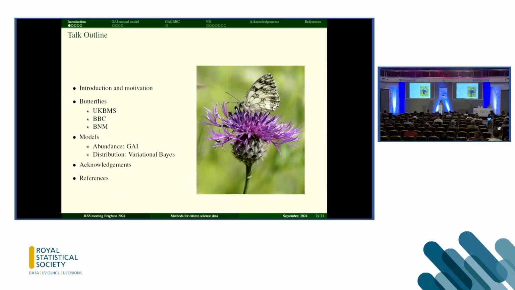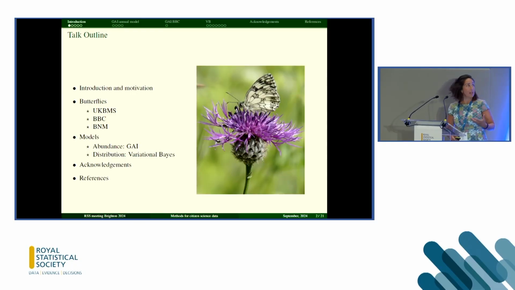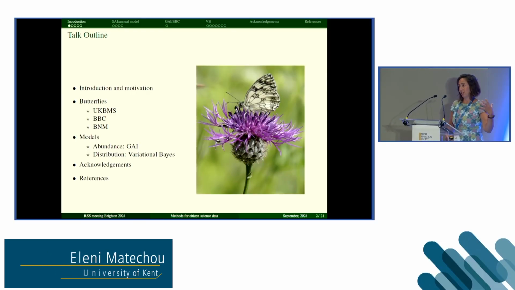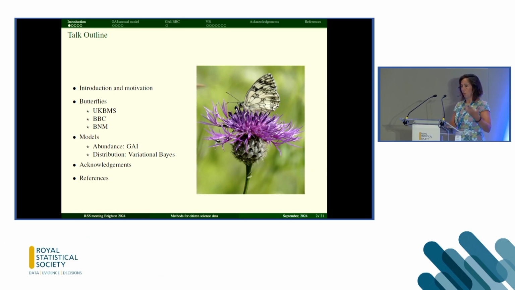So this is a brief outline of the talk and a nice picture of a butterfly. And that's just to set the tone because our work is motivated by butterflies. And just to say that we will be discussing modeling changes in species populations using count data and then looking at changes in abundance, and also using binary data, looking at changes in distribution. So I will cover the first part, and then Alex will take over to cover the second part.